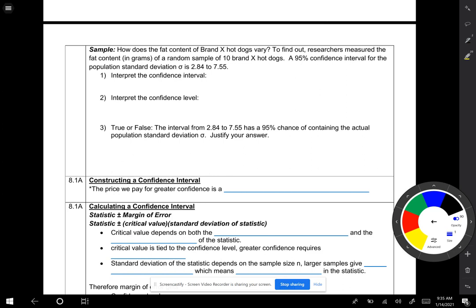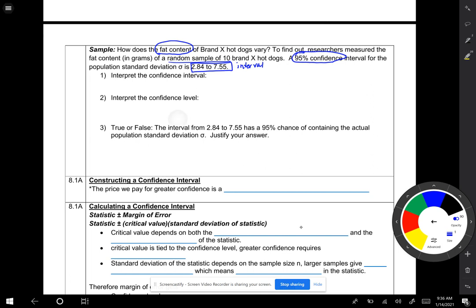So we'll do one example, and I'll toss in another one if we need to. How does the fat content of brand X hot dogs vary? To find out, researchers measured the fat content in grams of a random sample of 10 brand X hot dogs. A 95% confidence interval for the population standard deviation is 2.84 to 7.55. So this is our interval. Okay. Interpret the confidence interval.